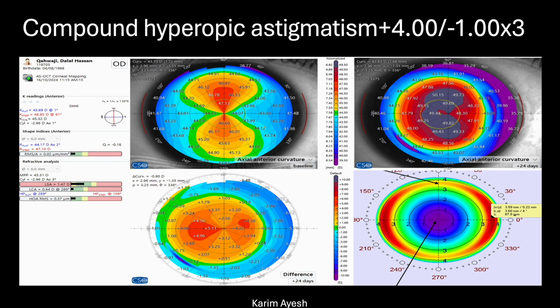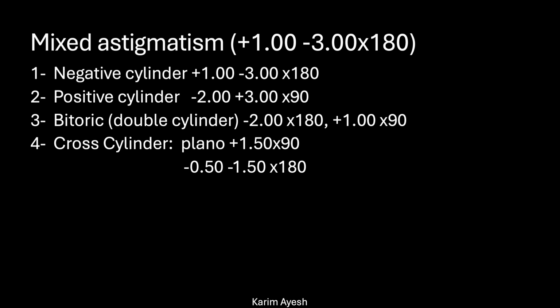Here is the amount of change according to K readings on the axial map. It works on the flat meridian mainly to steepen the central area as it is. After that, the whole peripheral optical zone will be corrected as a plus 3. Right. According to a mixed astigmatism, I took this refraction plus 1, minus 3, 180, and here are the possible refractions if you want to correct as a negative cylinder, positive cylinder, bitoric, or cross cylinder.